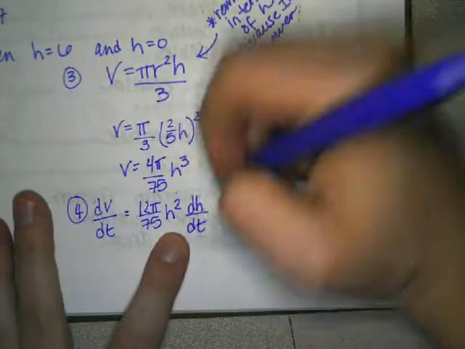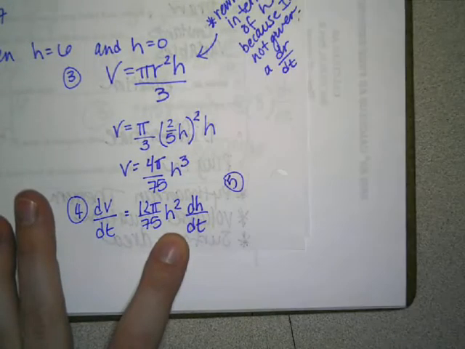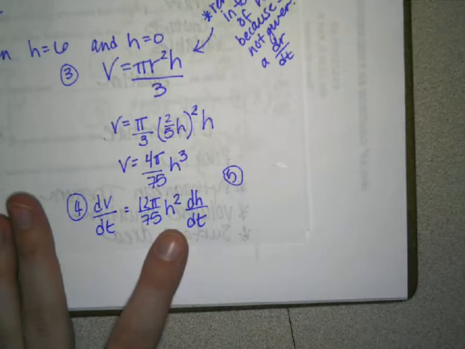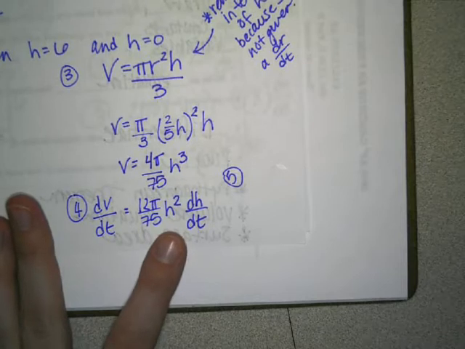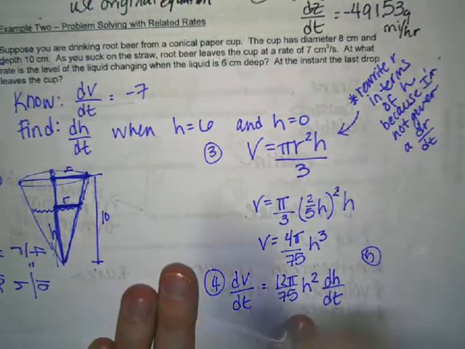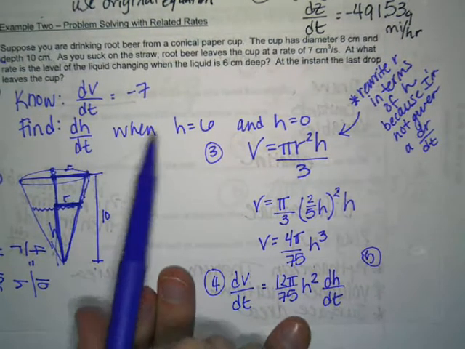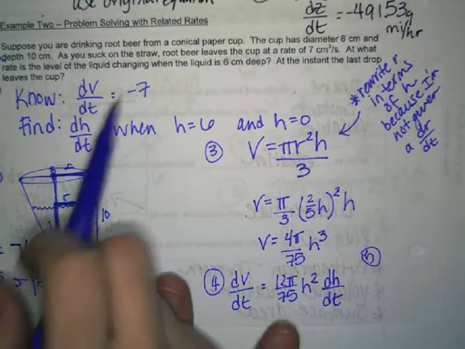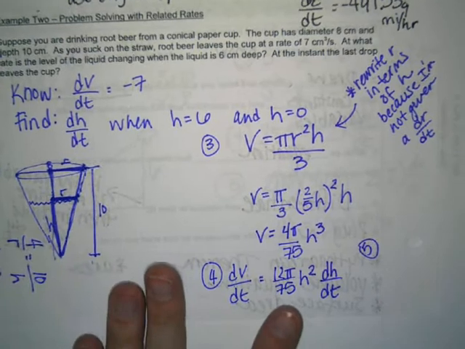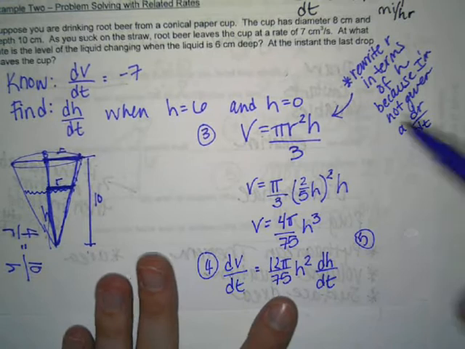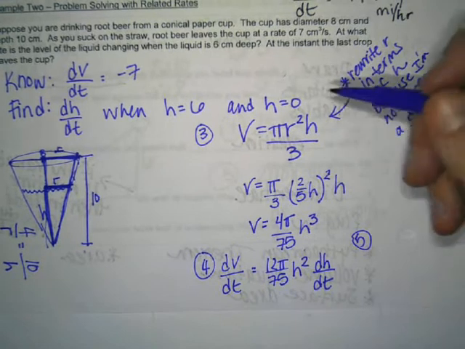Okay, and then in step 5, I should be able to plug stuff in for everything that's there except for what I want to find. And what do I want to find again? dh over dt. So if you look back at what we labeled in step number 1, we want to find dh over dt when h is 6. So I can plug 6 in for h here. And then I know dv over dt is negative 7. So then the only other variable that would be left is what I want to find. So we're okay there.